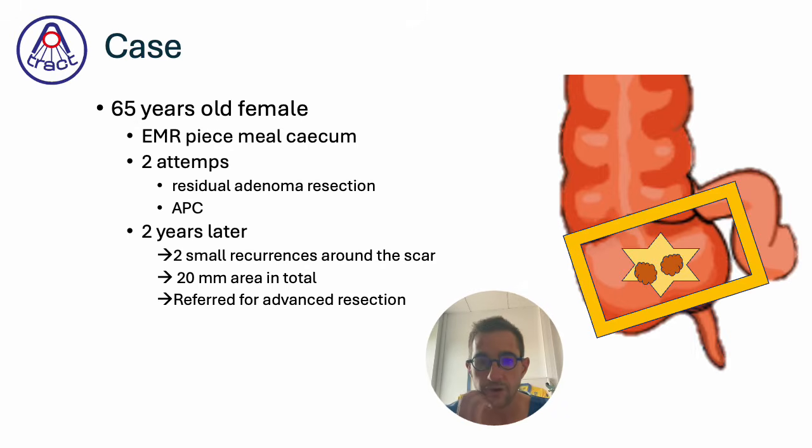So we will use a case to discuss. It's a 65 years old female with an EMR piecemeal into the CCOM with 2 attempts of endoscopy treatment for the residual disease, for the recurrence. They tried to do adenoma resection with snare, and later they tried to destroy with APC.